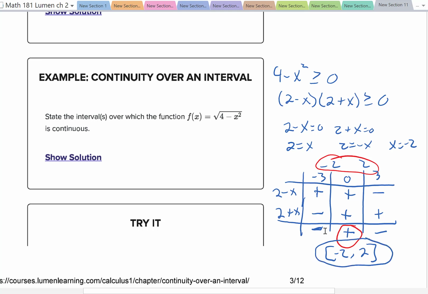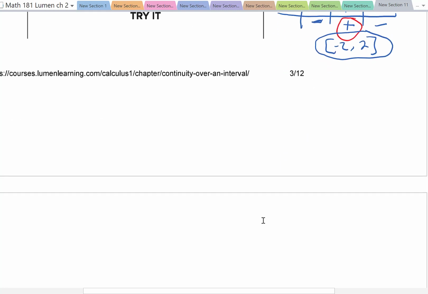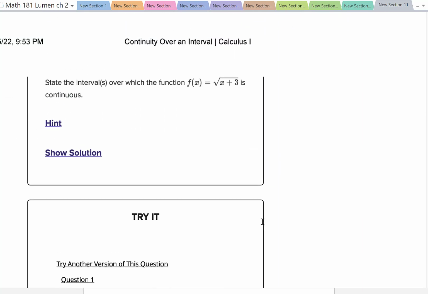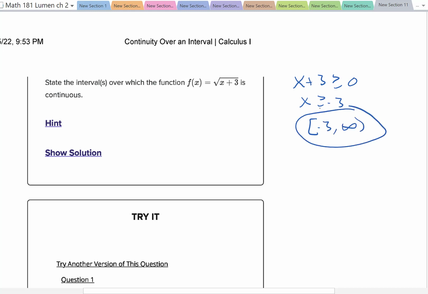Okay. Moving on. State the intervals over which the function f of x equals the square root of x plus 3 is continuous. So again, we have a radical. X plus 3 must be greater than or equal to 0. So x is greater than or equal to negative 3. So it'll be negative 3 to infinity. That's it.